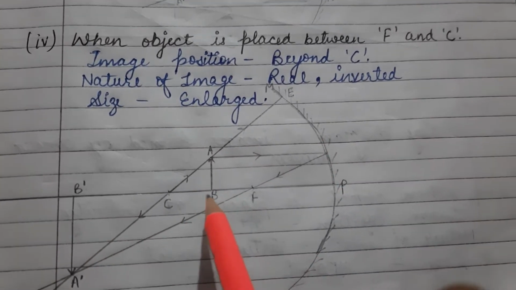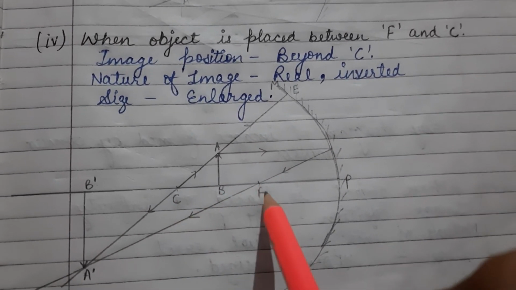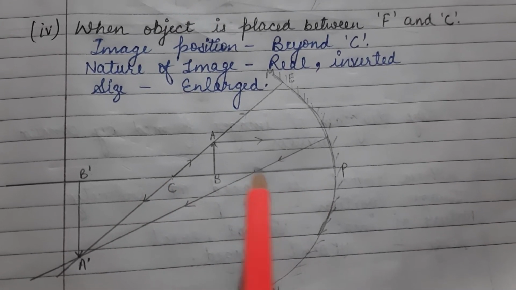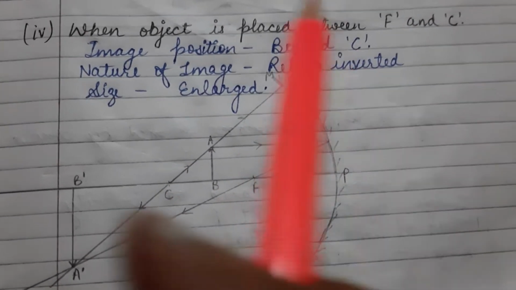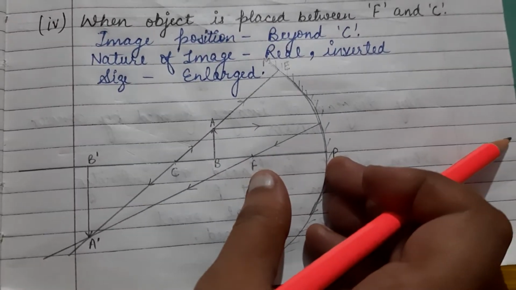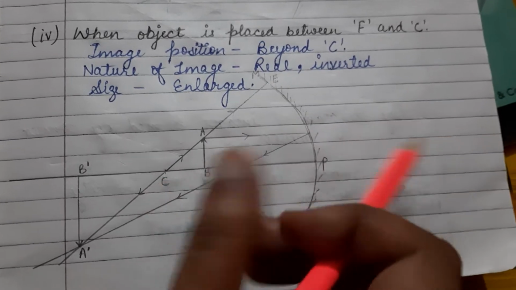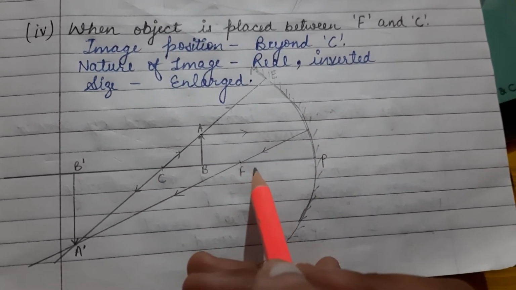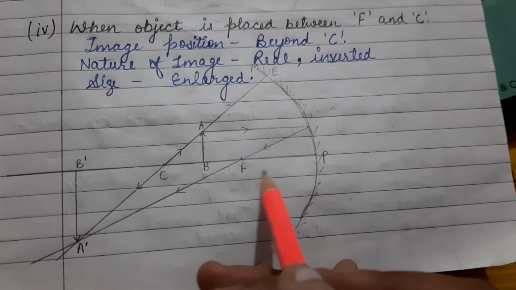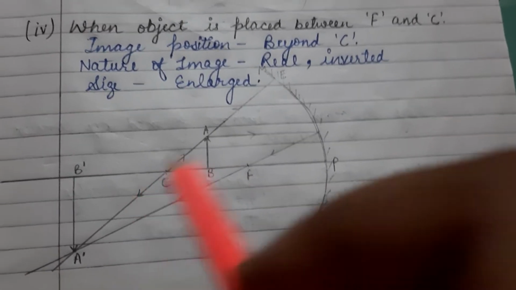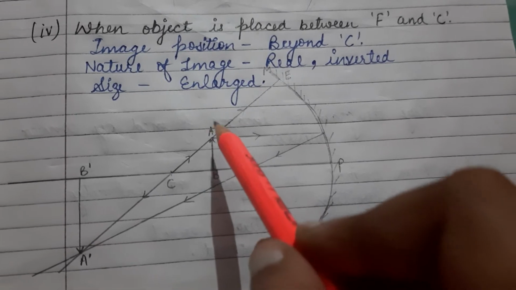Okay, so here is our center of curvature, this is our focus. We have to take equal distance between these points. This is just the radius and this is center of curvature. This is radius, this is half of radius. F is the focal length, that is half of the radius, and here is the object, that is AB.